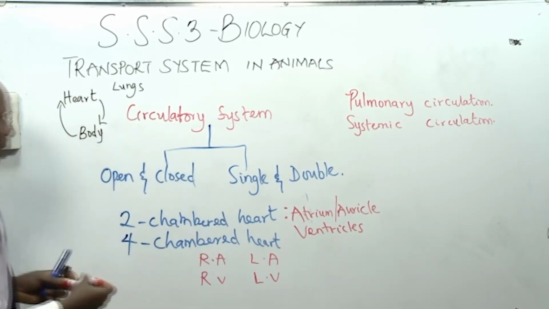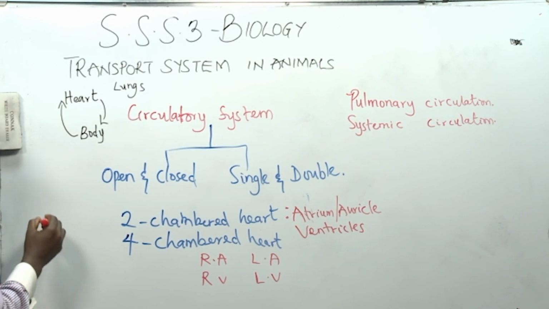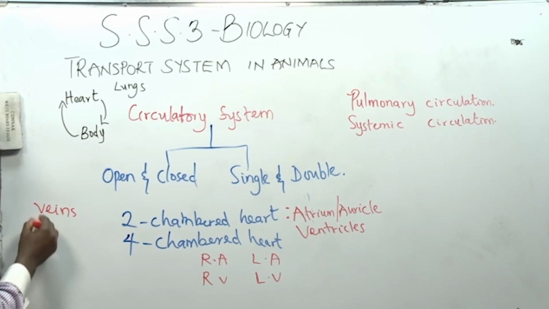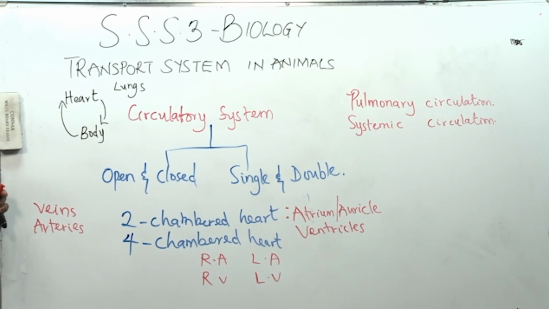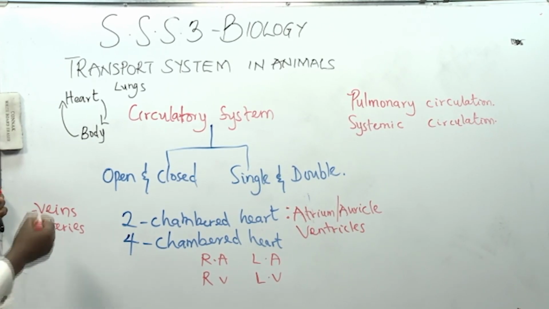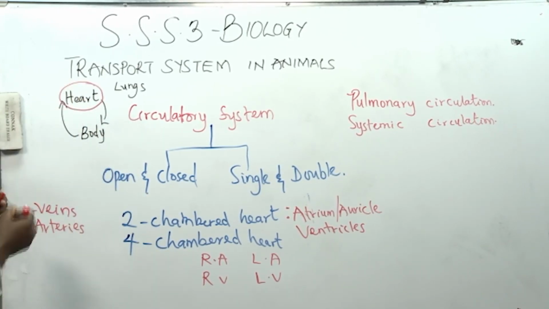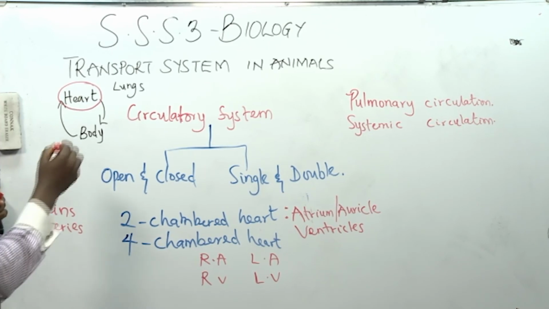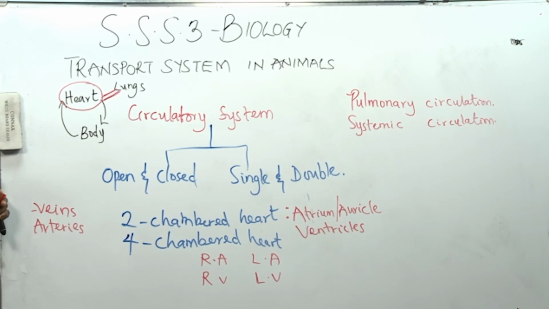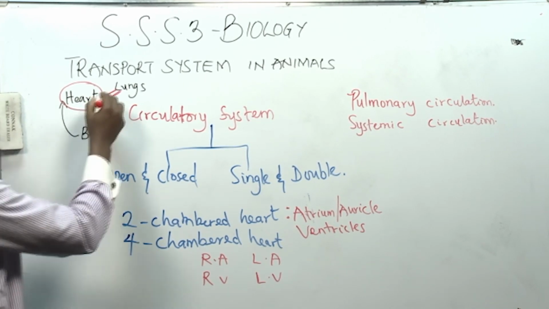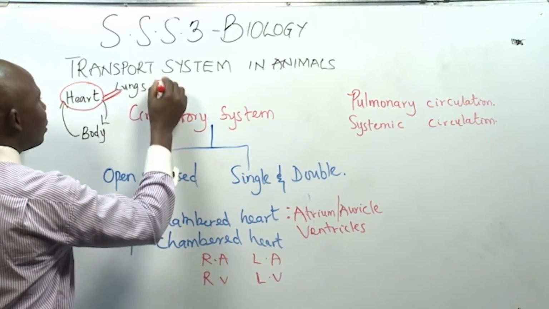Now, I have told us when I was telling you about the blood vessels that we have veins, we have arteries. Arteries take blood away from the heart, while veins will take it back to the heart. Now, in the heart, the blood moves from the heart to the lungs. That's the first time it's going out now. The movement of the blood from the heart to the lung is what we refer to as pulmonary circulation.